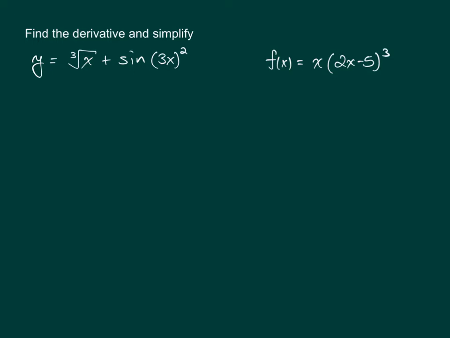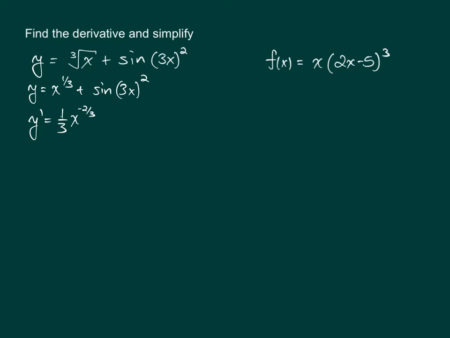So the first step that I want to do here is to get rid of this radical sign. I want to rewrite this as y equals x to the 1/3 power plus sine of 3x squared. And now I want to find the derivative. So the derivative will be y prime equals 1/3 x to the negative 2/3 power by the power rule.